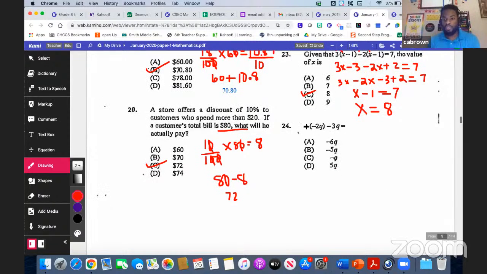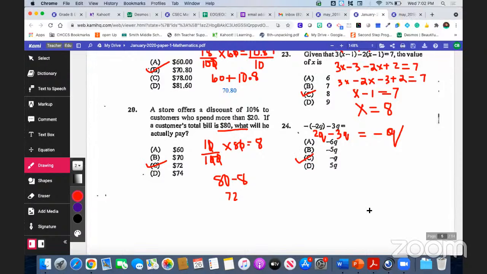All right, 24. We have negative times negative. This is going to be a positive 2q minus 3q. You have 2q minus 3q. So that's going to give me a negative q. So that's C. Yep.